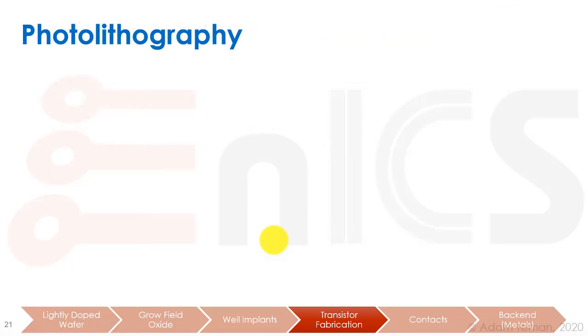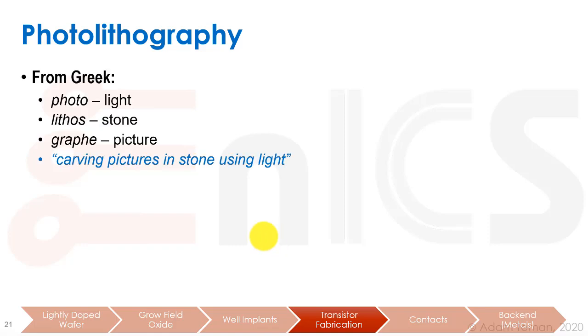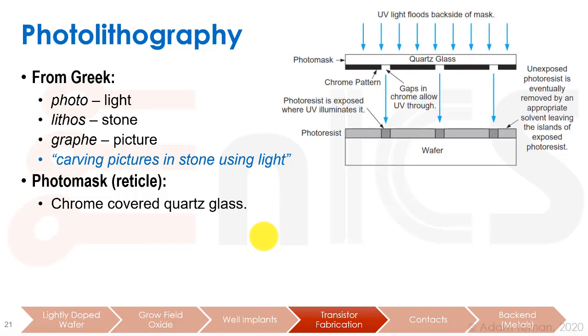Okay, so that brings me to talk a bit more about photolithography. So what is photolithography? It's from Greek: photo means light, lithos means stone, and graph means picture. So literally this means carving pictures in stone using light. Photolithography is taking this mask, the photomask, that's this quartz glass type of thing, and covering it with chrome. So here on the bottom you see this opaque material is chrome, and then carving holes in the chrome basically.